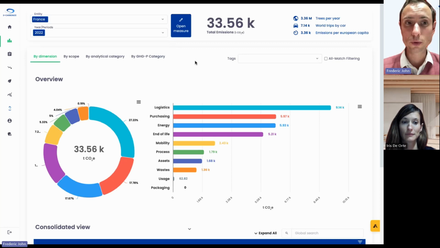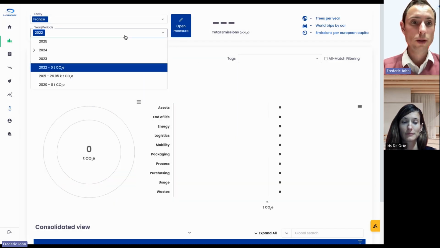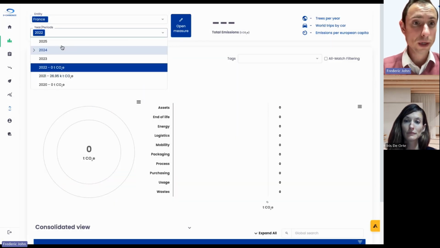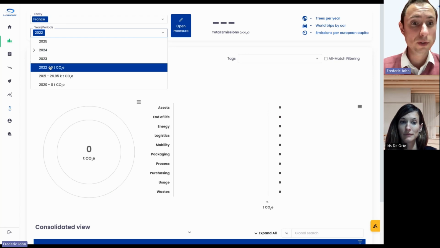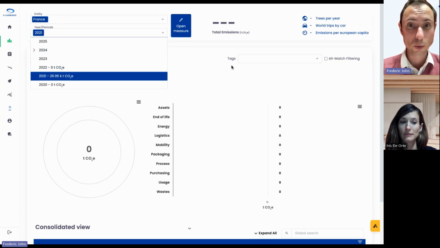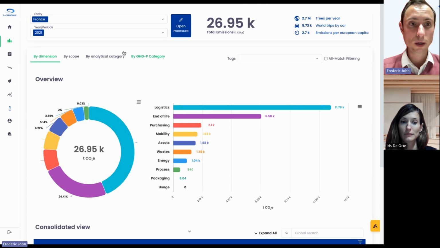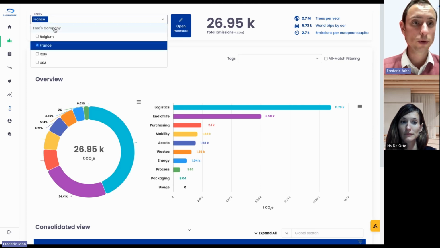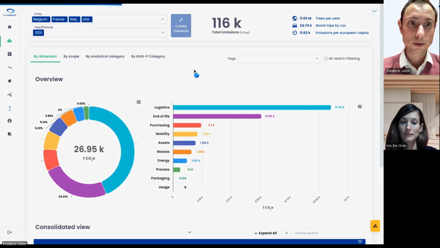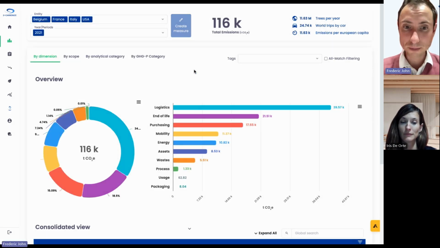And what's very easy with our tool is that you can shift from one entity to the other. Here we're in France in 2022, but there is no data. So I will shift to 2021, and I'll get the data of 2021 for France. If I want the data for 2021 for all my company, then I just click all of them, and I have my emissions.